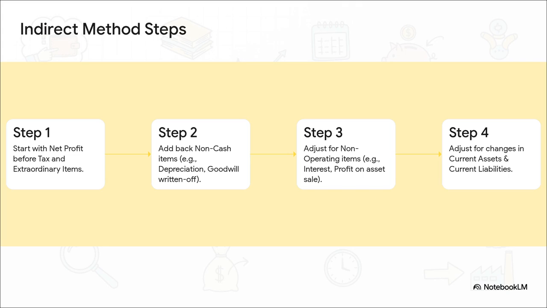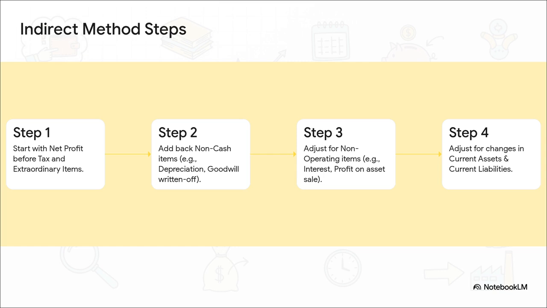Step 2. Add back any non-cash expenses, like depreciation. Now, why do we add it back? Think about it. When a machine's value depreciates, does any actual cash leave the bank? No, it's just an entry in the books. So we have to add it back to find the real cash.